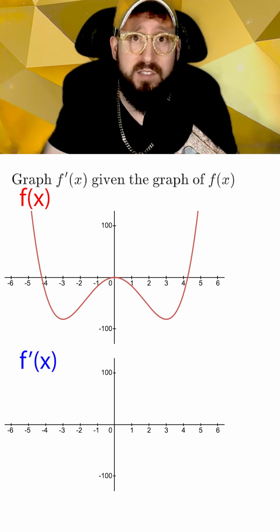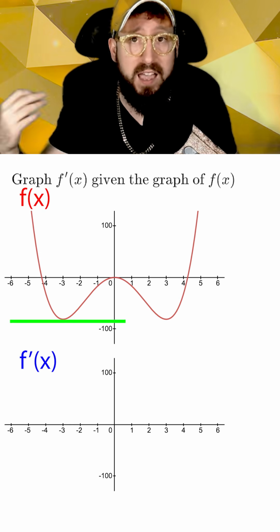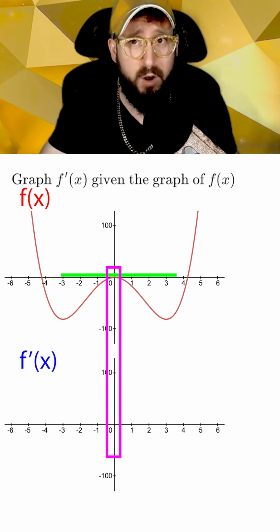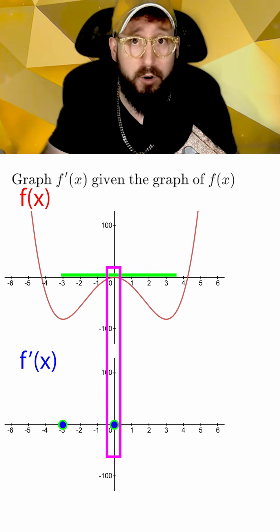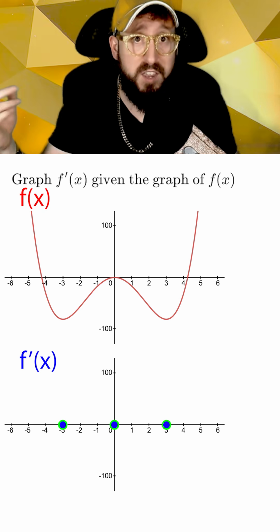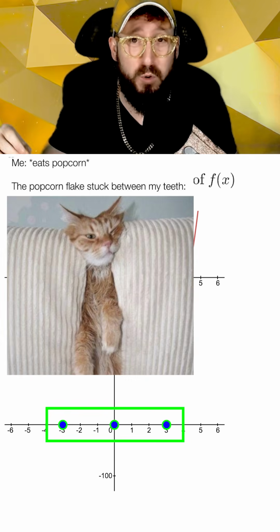In this example, we can see that the graph has flat parts at x equals -3, x equals 0, and x equals +3. So since the slope is 0 here, the value on our f prime graph will also be 0. The next step is to see what the slope is doing in between these critical points.